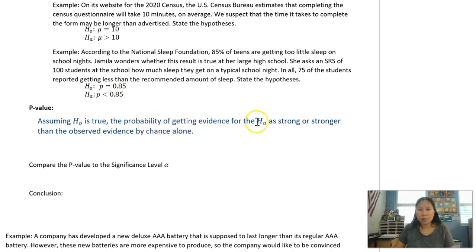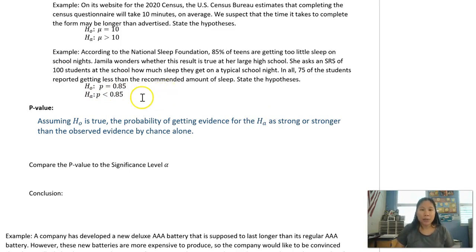So we're trying to find the probability of getting in our sample, whatever our observed evidence is, as strong or stronger. So we're basically looking at a normal curve and seeing whether the probabilities are towards the ends, because that's where it's strong or stronger than the middle part, which is what our null hypothesis is. So that probability counts as getting evidence for your alternative hypothesis. We're basically using this probability to prove our alternative hypothesis.